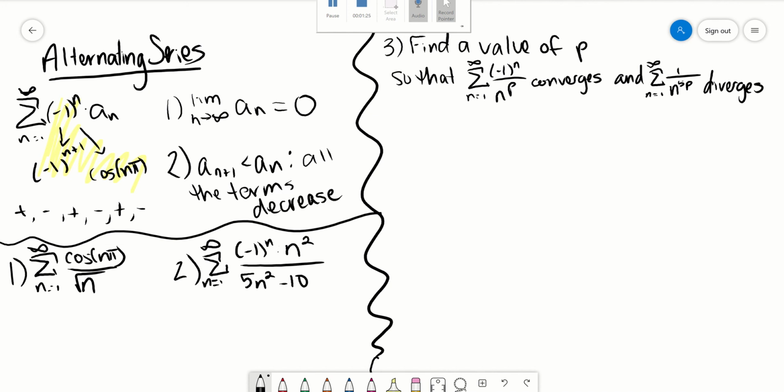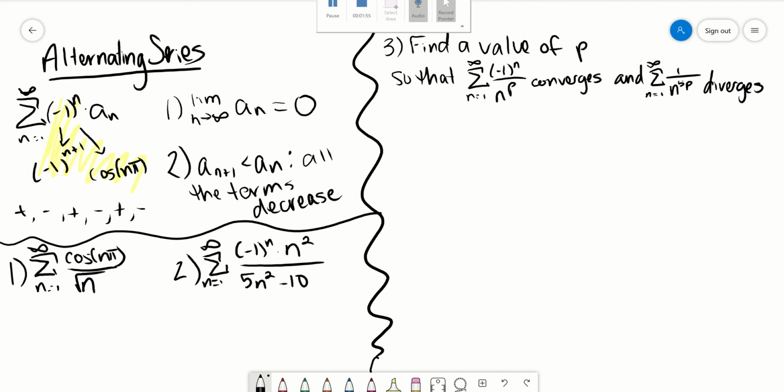So we want something that goes like a half, a third, a fourth, a fifth. You want every single term to get smaller. You don't want something that bounces back and forth, like 5, 7, 5.5, 6.5, where some terms get bigger and some terms get smaller. That is not going to work.